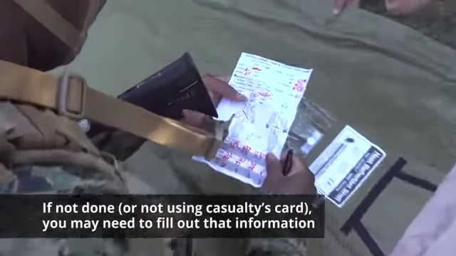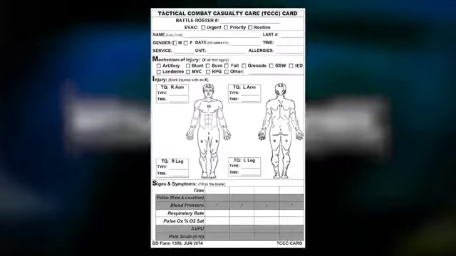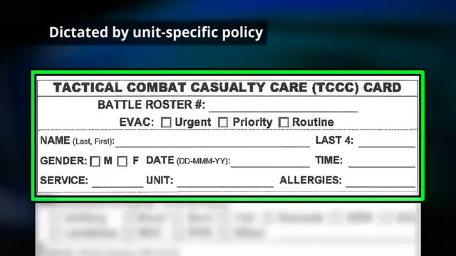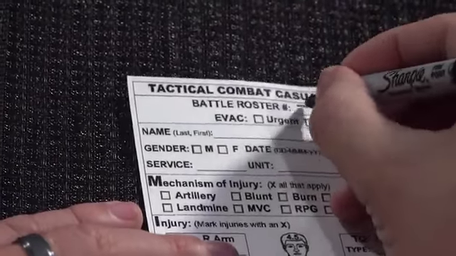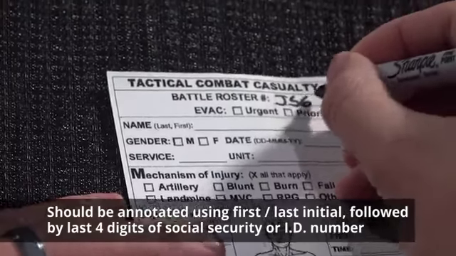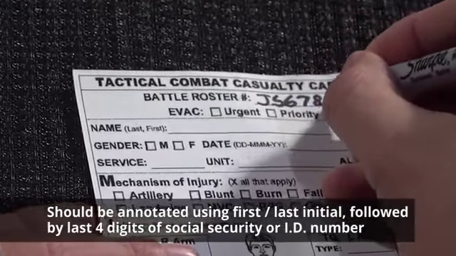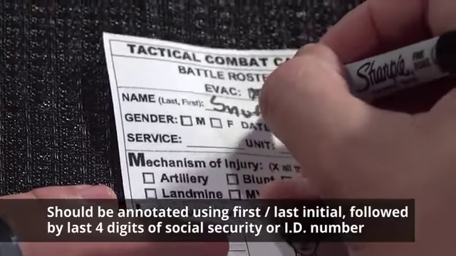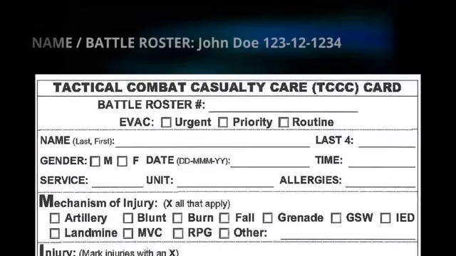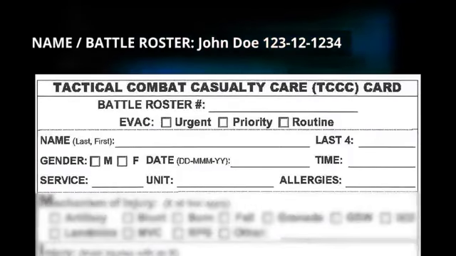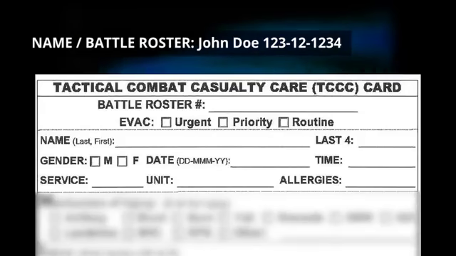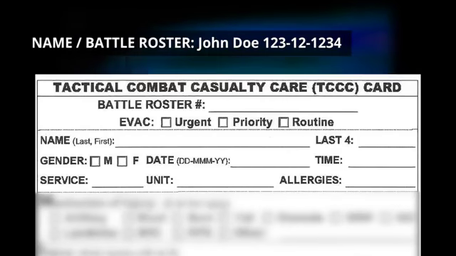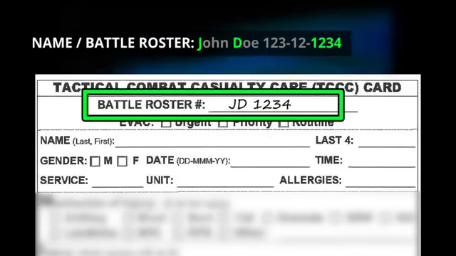fill out that information. On the top of the front page, the first entry is for the casualty's battle roster number. Battle roster numbers are usually dictated by unit-specific policy. Otherwise, the battle roster number should be annotated using the casualty's first and last initial, followed by the last 4 digits of their Social Security or ID number found on their ID tags. For example, John Doe 123121234 is battle roster JD1234.